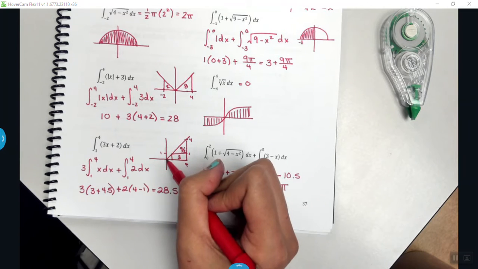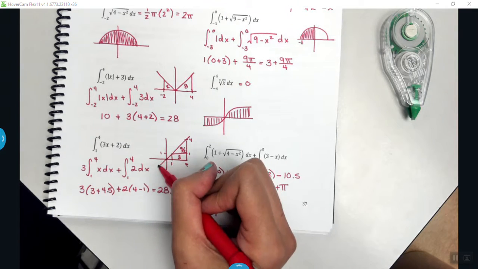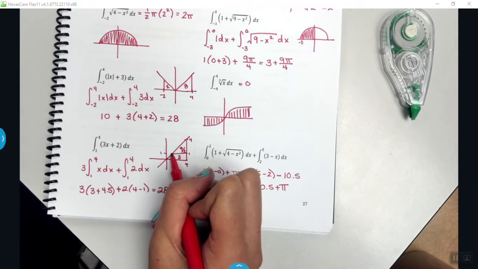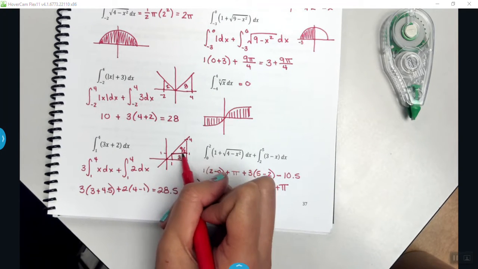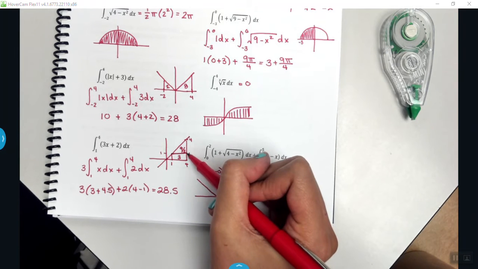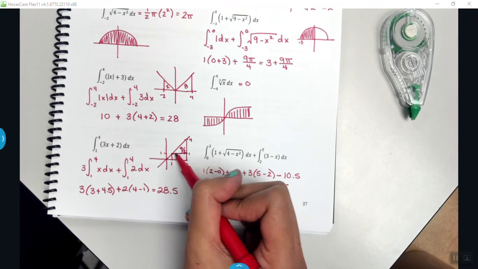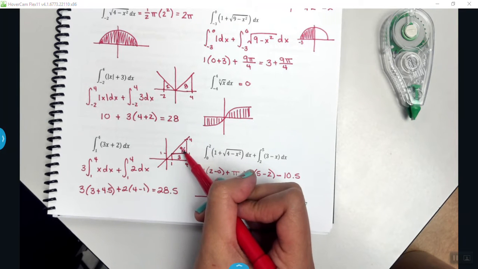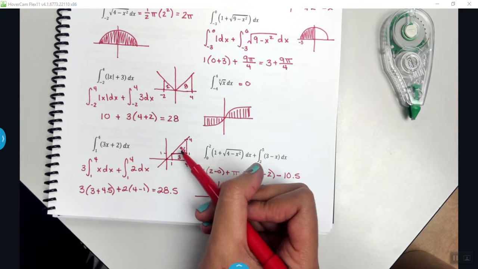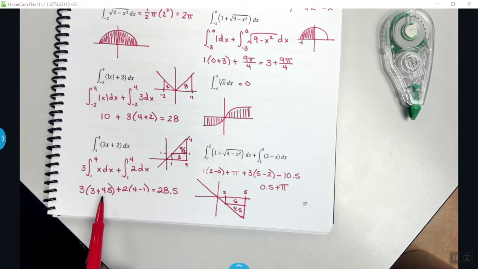And then I just graphed y equals x. But since I'm only finding the area from 1 to 5, I cut it off here at 1, 1, so I could make a rectangle. And then the height here would be 3, and the base here is 3. So it's 3 times 3 is 9 over 2. So that's how I got that part. And then don't forget to multiply that times the 3, and then add it to this part.